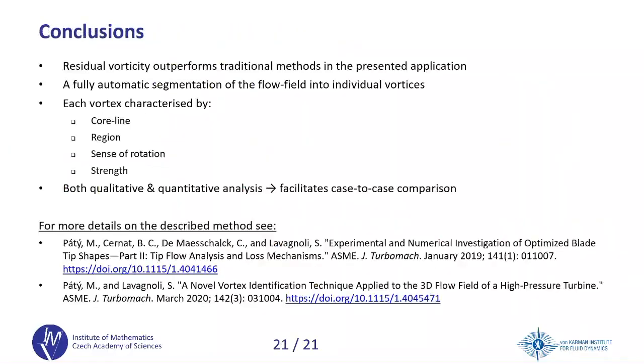So I'm coming to the conclusions. We have developed this method for the identification and analysis of vortices based on the residual vorticity. Residual vorticity was chosen because in our application it outperforms the traditional methods. It's able to distinguish between the actual swirling flow and shear flow. And it has some useful features for the identification of core lines: it's a vector quantity, and it can also give us a measure of the strength of the rotation in a quite understandable and physically easy to explain manner.